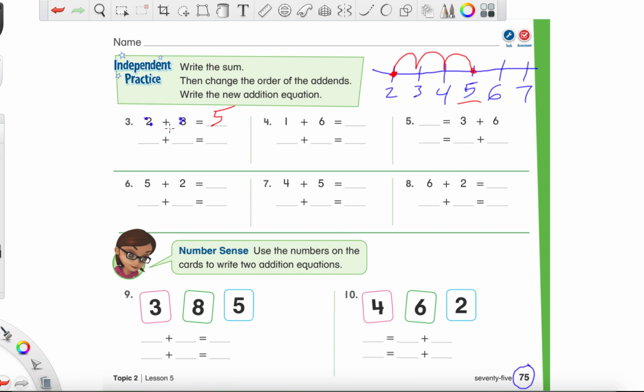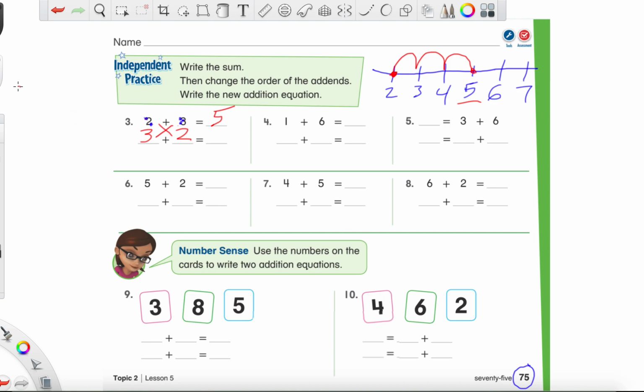All right, so if 2 was first and 3 was second, right? All we're going to do is switch the order. We're going to make 3 go first, and then 2 will go second. We're just crisscrossing them. That's all we're doing. And if we already know that 2 plus 3 equals 5, what is 3 plus 2? That's also going to equal 5.